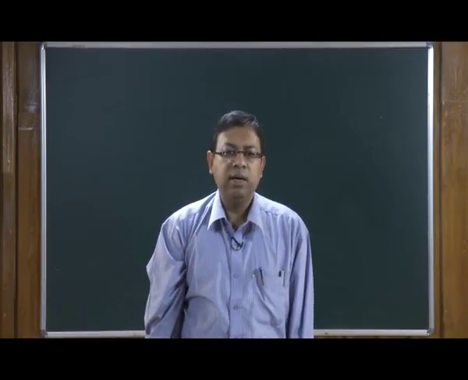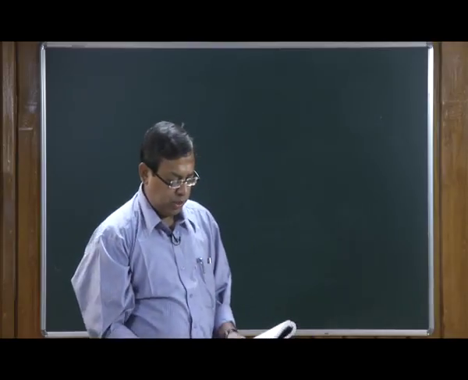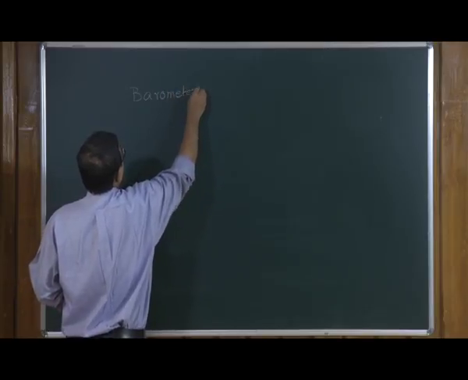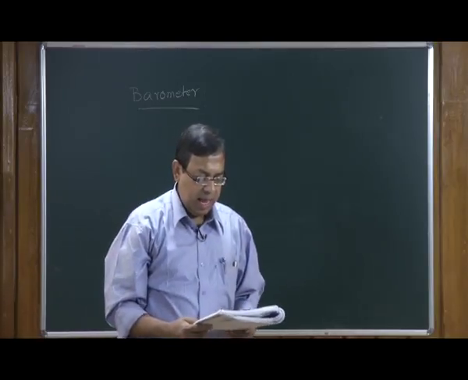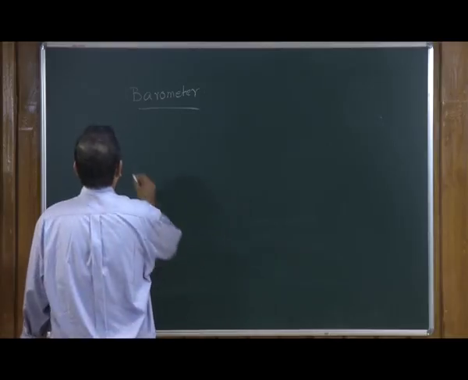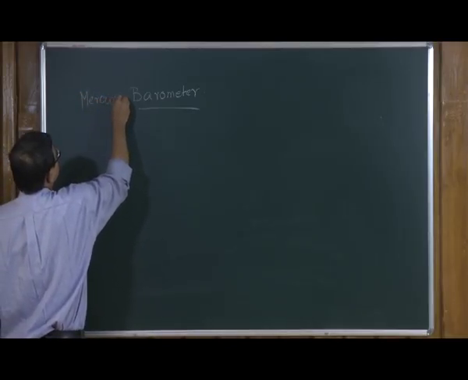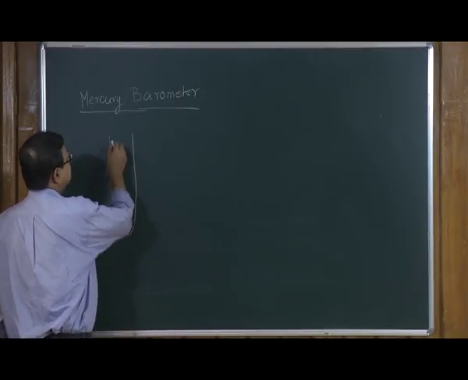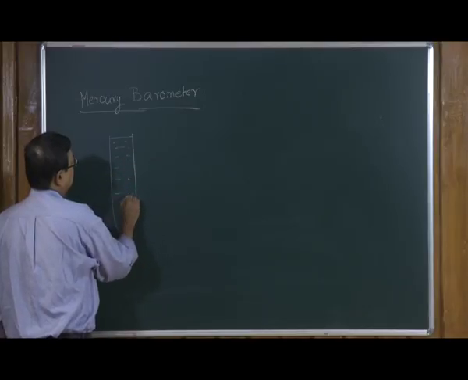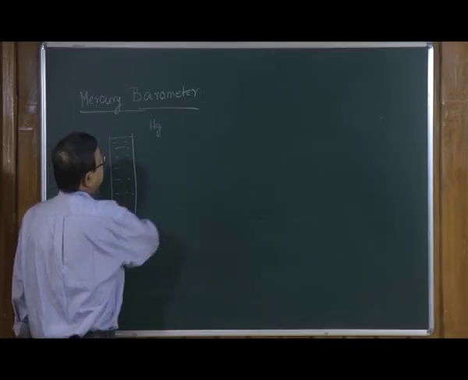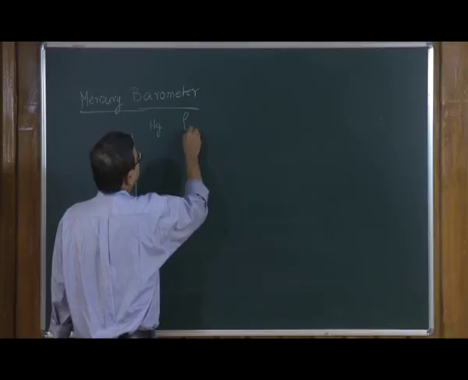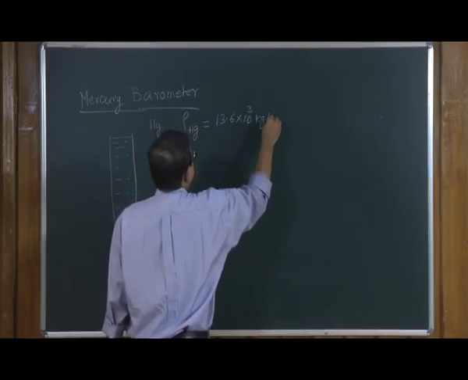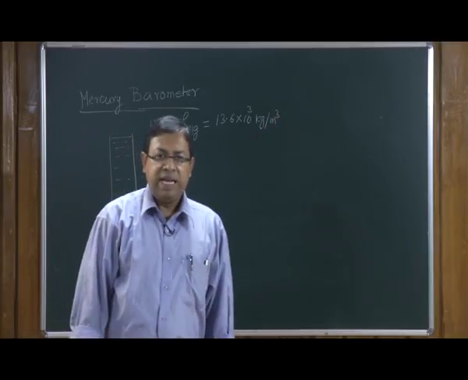Let us now talk about the second instrument by which pressure is measured, which is called a barometer. And we are going to specifically talk about the mercury barometer. So, you take a tube like this, full of mercury here. We have told that mercury is represented by Hg, and the density of mercury is equal to 13.6 into 10 cube kg per meter cube. So, it is actually quite a dense liquid.